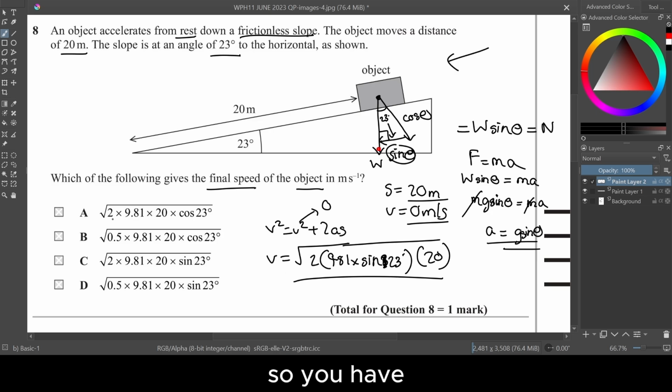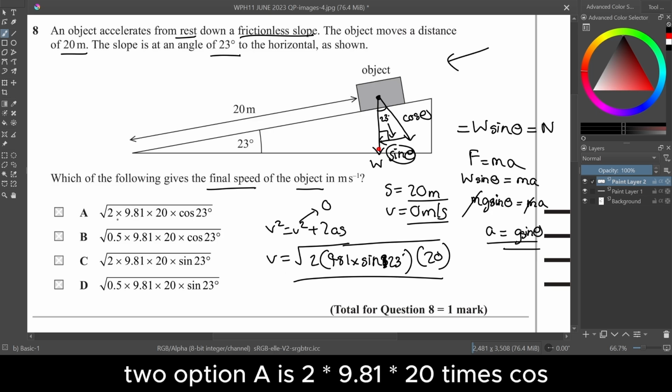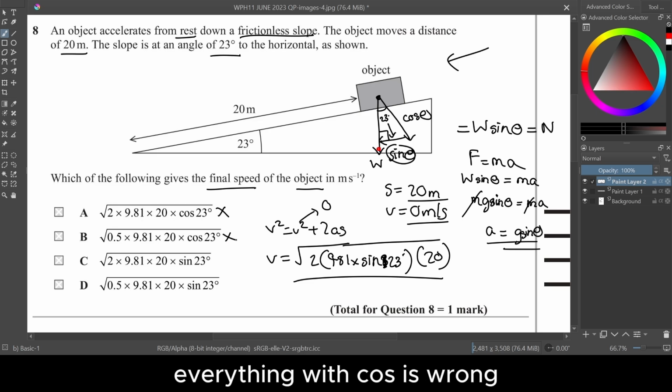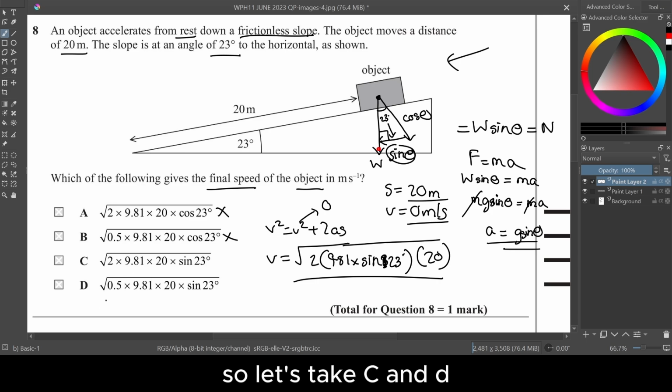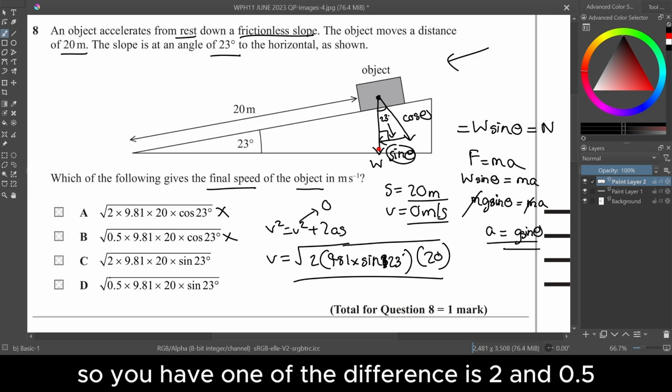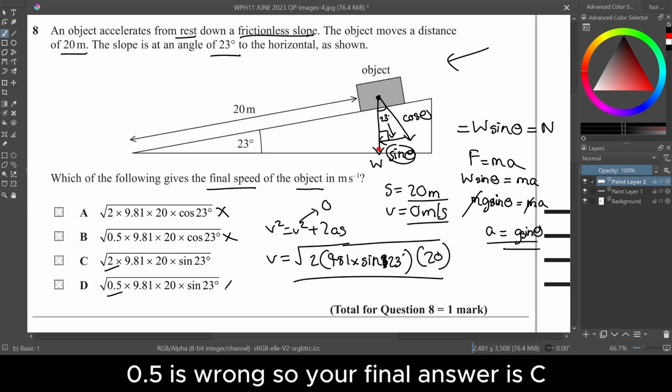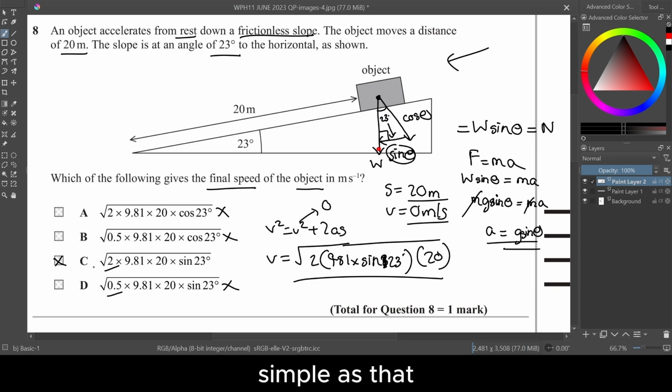So you have t2. Option A says 2 times 9.81 times 20 times cos. Everything with cos is wrong. And then you're left with C and D. So let's check C and D. One of the differences is 2 and 0.5. 0.5 is wrong. So your final answer is C. Simple as that.